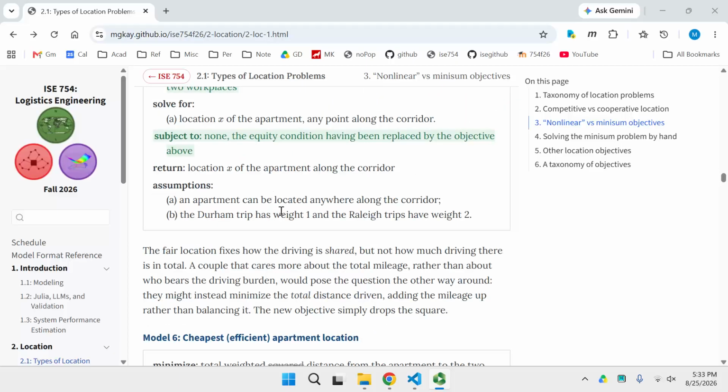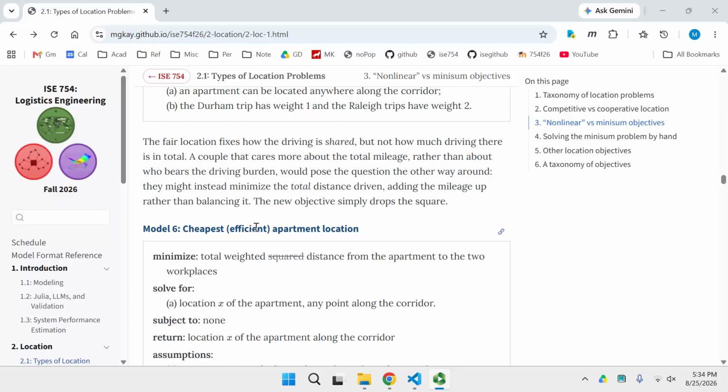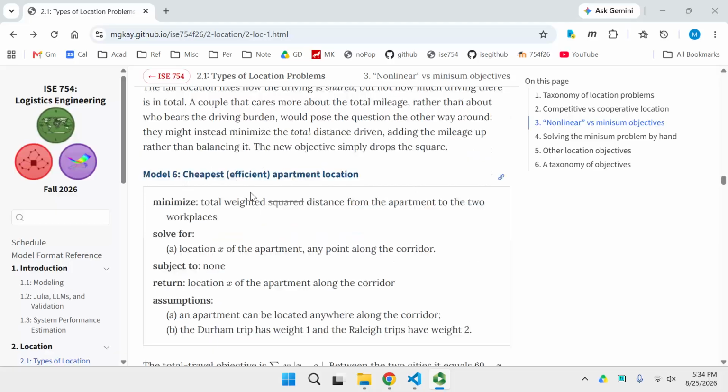We can look at a different version of the problem now. Instead of focusing on equity, we could look at efficiency. What is the most efficient apartment location? Well, in terms of our modeling formulation, we can take everything we did for the previous problem where we were squaring the distance, and if we just get rid of the squaring of the distance, just take the distance by itself, now we have a linear objective function. The squared distance was a nonlinear objective function. So with that difference, everything else about the problem is the same.